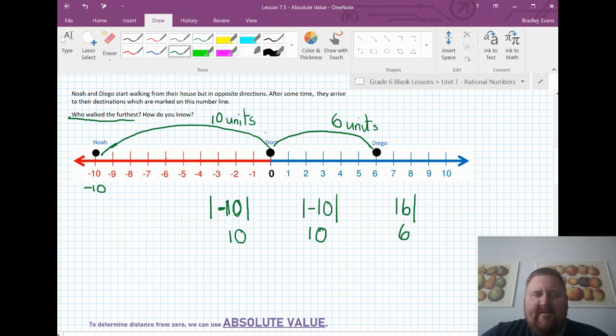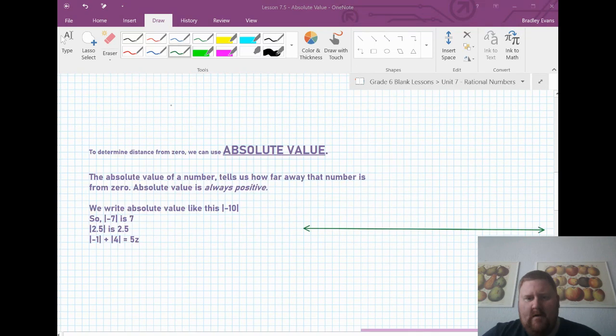Now, absolute value tells us how far away a point is from 0. How far away is a point from 0? All right. In our case, Noah ended up at negative 10. So the absolute value of negative 10 is 10 because he is 10 points or 10 units away from 0. So to determine the distance from 0, we can use absolute value.